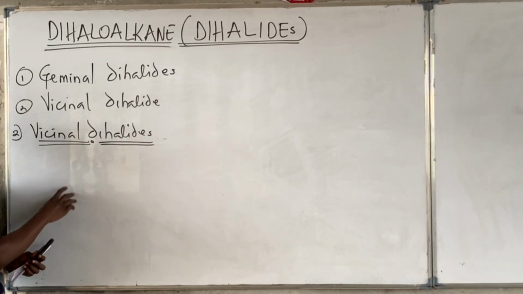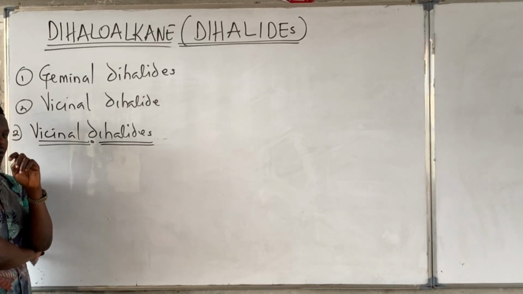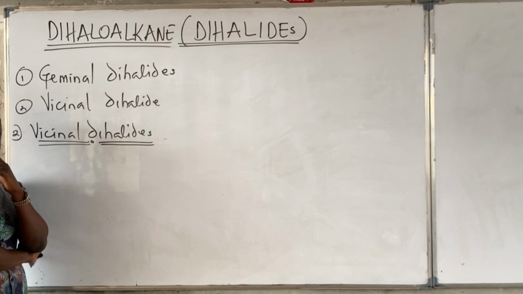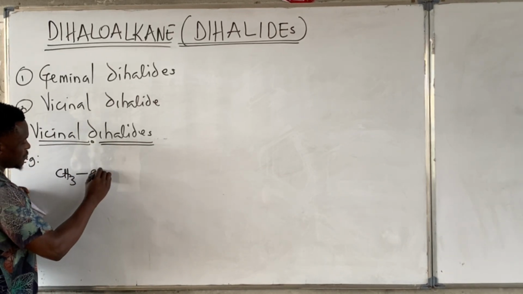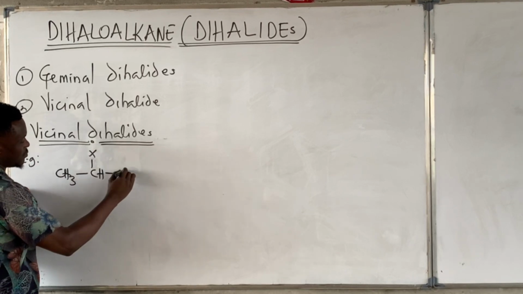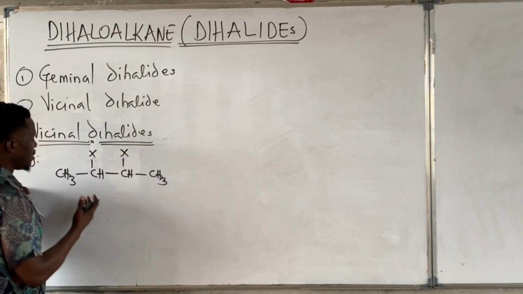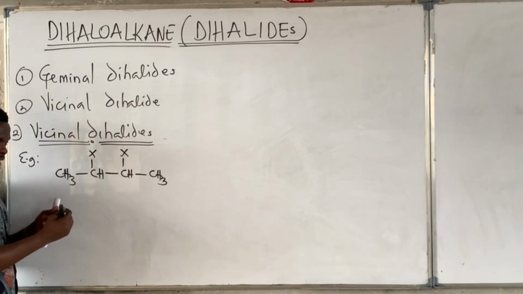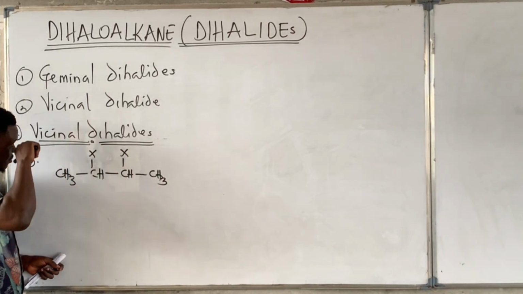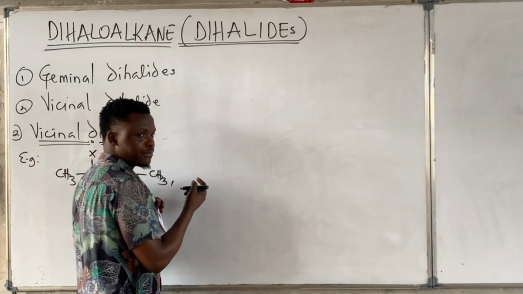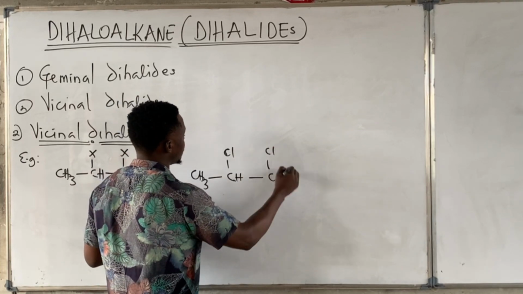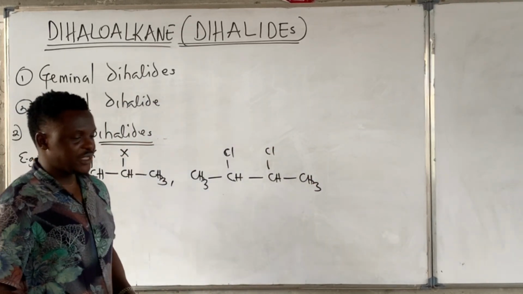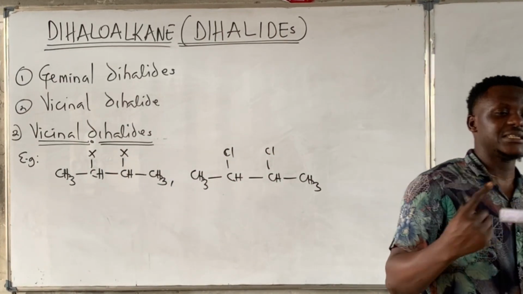Vicinal dihalides. These are dihalides in which the two halo groups are attached on adjacent carbons. Okay, we have something like this. They are attached to adjacent carbons. Emphasis on the adjacent, like the one that's directly attached to the next one. If I replace this guy with bromo or chloro, now CH3, C, let's say this. So this is an example of vicinal. Right, vicinal dihalides are dihalides in which the two halo groups are attached to adjacent carbons.